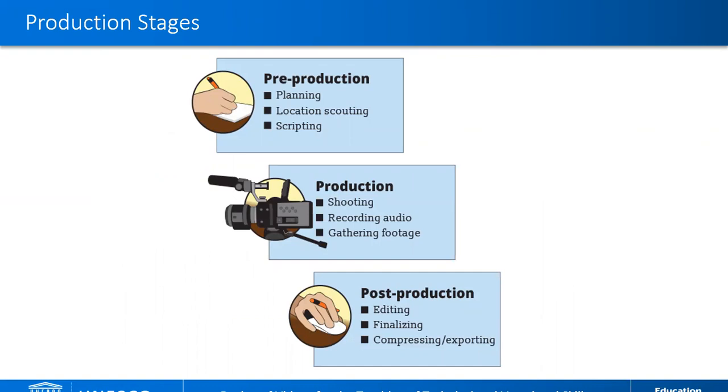In the production stages, we have pre-production, which includes planning, location scouting, and scripting. Then we have the production, which includes shooting, recording audio, and gathering footage. We also have the post-production, which includes editing, finalizing, and compressing or exporting.